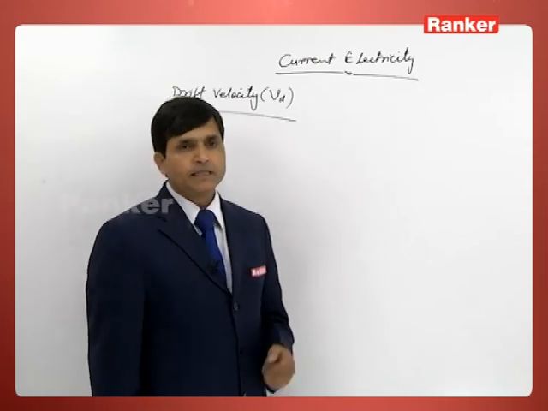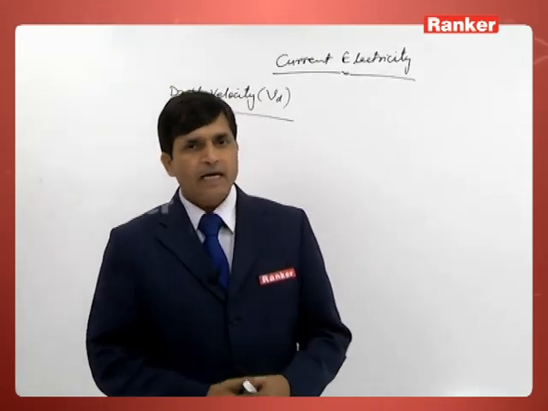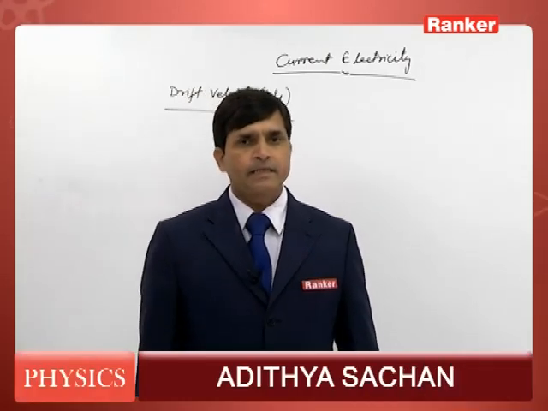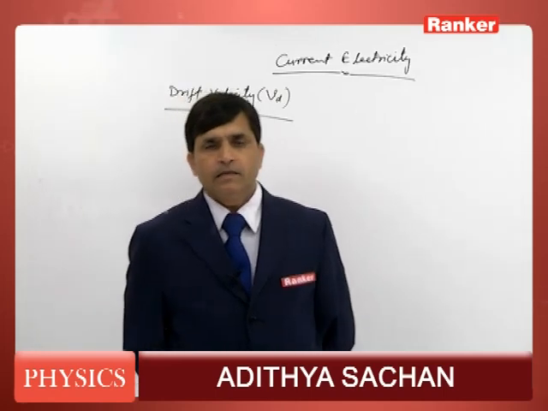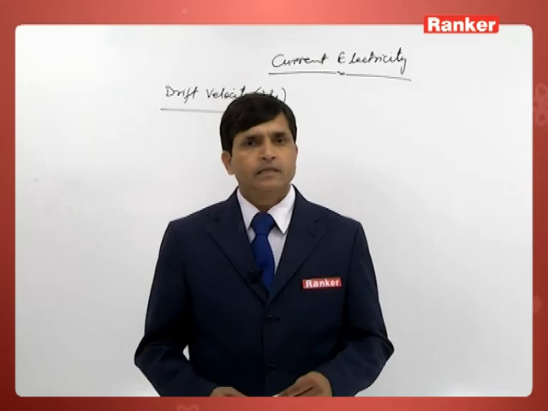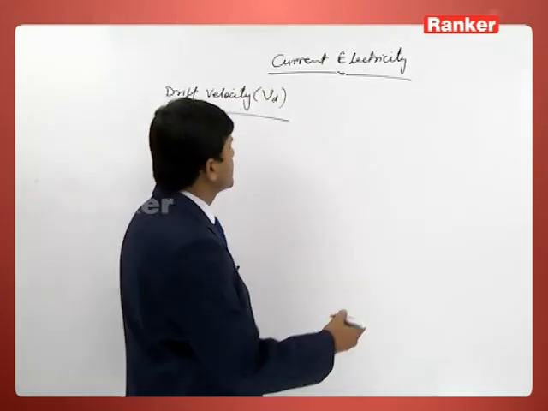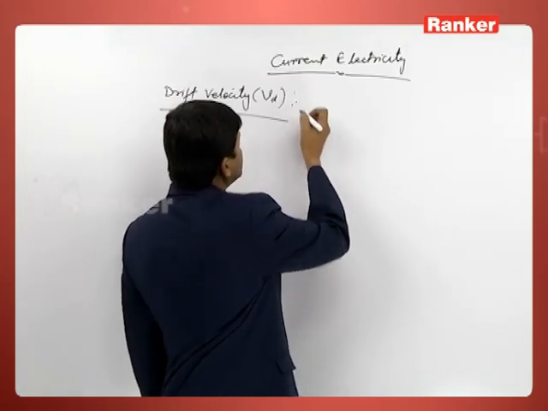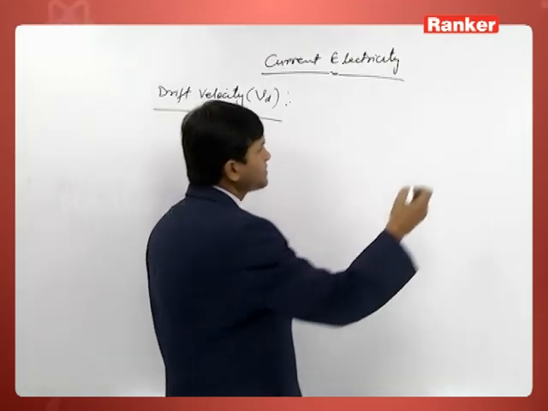So now we will discuss the drift velocity. As we know, in a conductor there are a number of free electrons, and these free electrons are moving randomly within a conductor from one valency band to another valency band. But none of the electrons is coming out from the conductor.